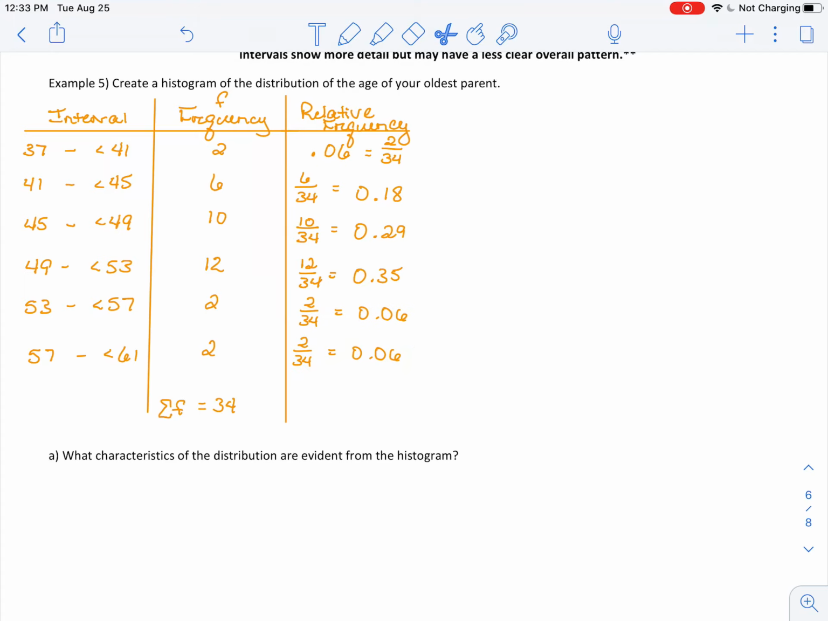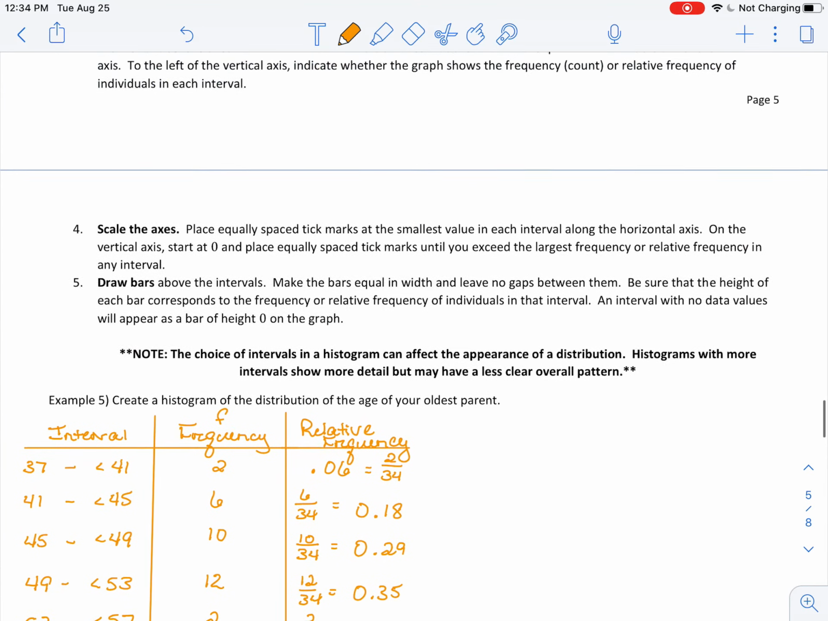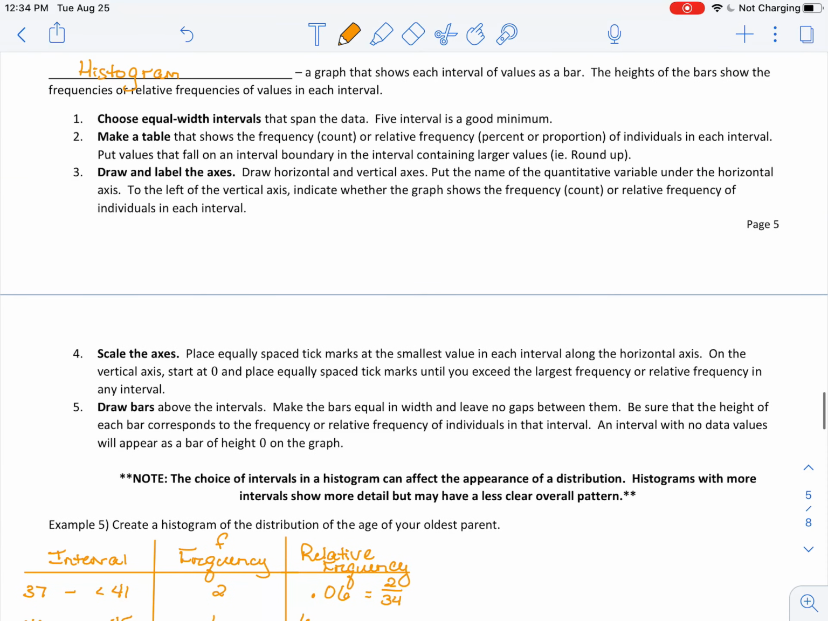And if you sum all of these up, if you sum 6%, 18%, 29, all that, you're going to get 100%. 100% of those of you who responded are in one of these categories. So this is, again, just the chart kind of showing how our class data is separated out. But that's not a histogram. That's just the table. Now we actually have to draw some axes.